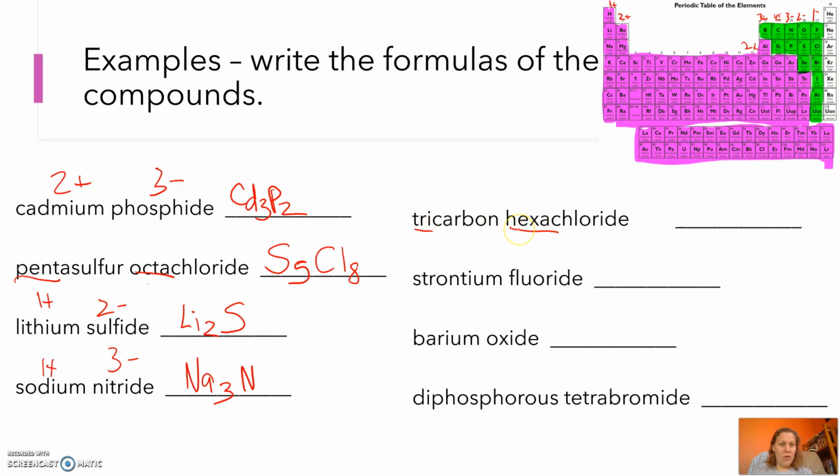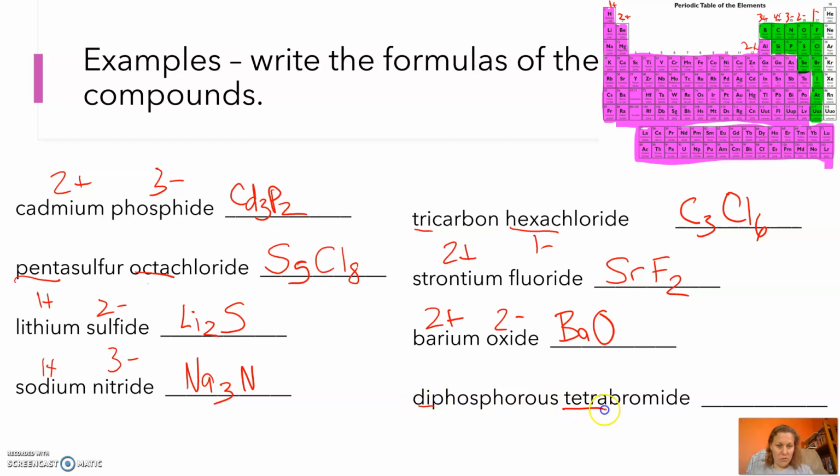Tricarbon hexachloride, prefixes, no charges, no nothing, you just write the numbers. C3, chlorine is Cl, hexa is 6. Strontium fluoride, again, strontium is 2+. Fluoride, 1-. SrF2. Barium oxide. Barium is here in the 2+ column. Oxygen is in the 2- column. Those cancel out, so it is just BaO. And then diphosphorus tetrabromide, prefixes. So phosphorus, di is 2, bromide, tetra is 4.